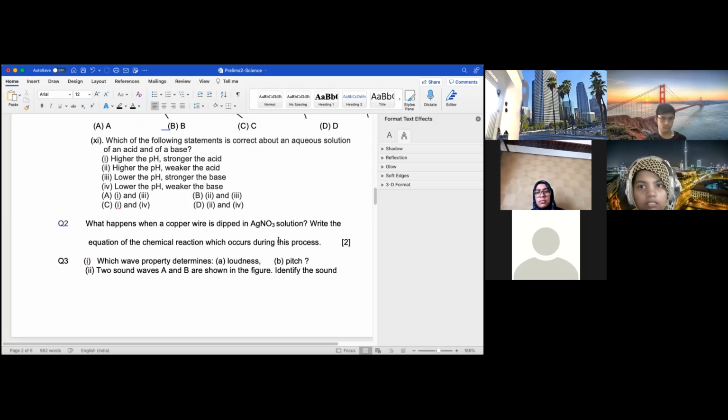Okay, Safia, you joined now. Okay, we have just discussed the MCQs. Now we are discussing the theory part. What happens when a copper wire is dipped in AgNO3?